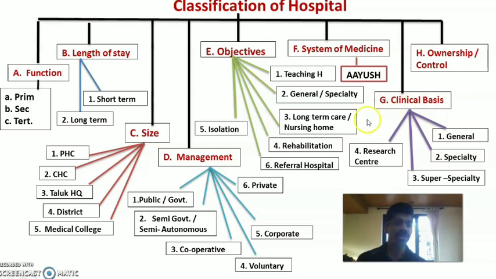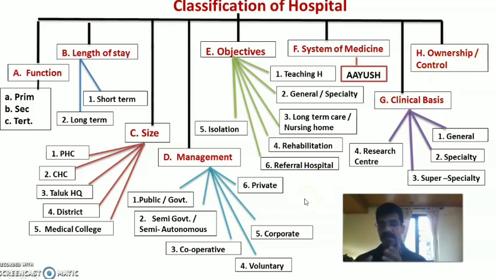Then according to clinical basis, according to clinical services: general hospital, specialty hospital, super specialty hospital and research center. Conducting various research programs in the research center, that is research hospital. Then according to ownership and control, ownership and control is equal to the management, the same classification, only the same hospitals come under ownership and control.